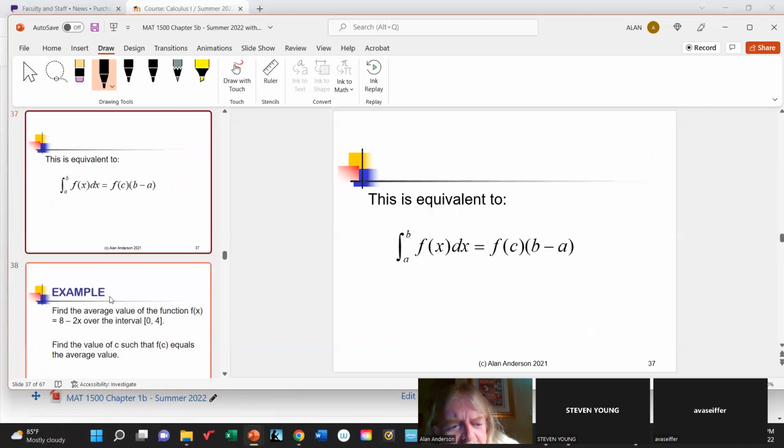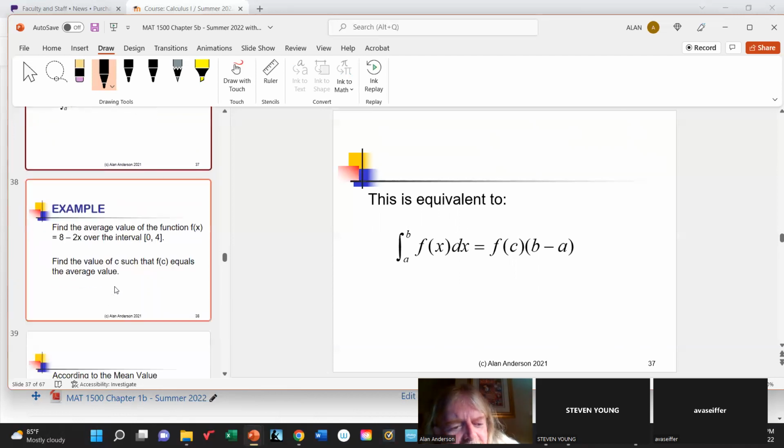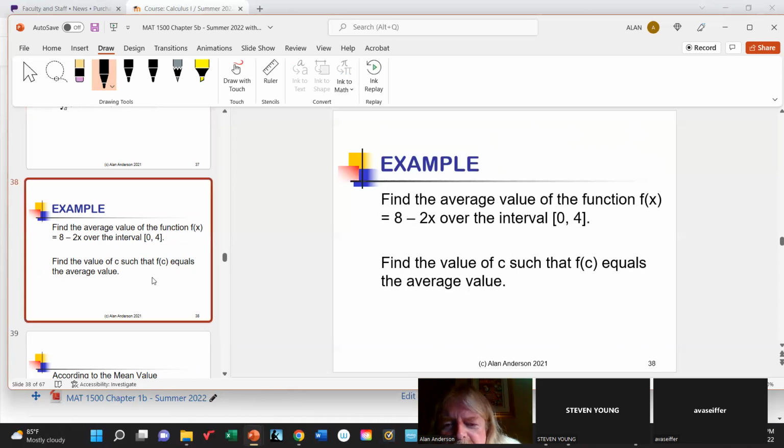Algebraically, they make the point in the book, you could also write it like this if there's a good reason for it. They mean the same thing. All right, here we go. Here's a good example of this. So here's a nice simple example. We've got a function, it's a nice straight line over the interval 0, 4.